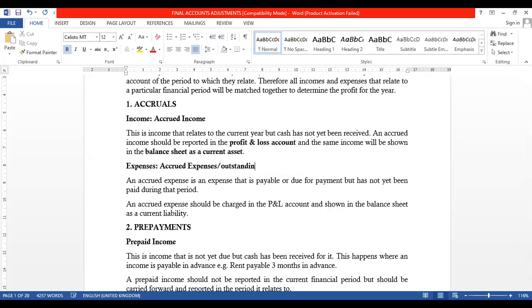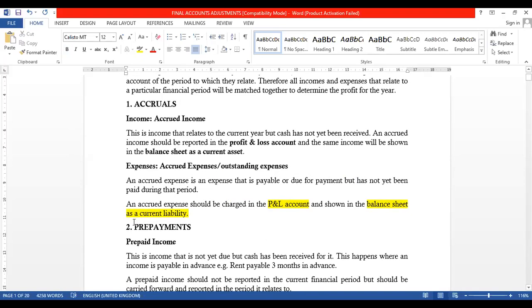Outstanding expenses, which means it is yet to be paid. Now, an accrued expense must be charged to the P&L, profit and loss account, and it must also be shown in the balance sheet as a current liability.